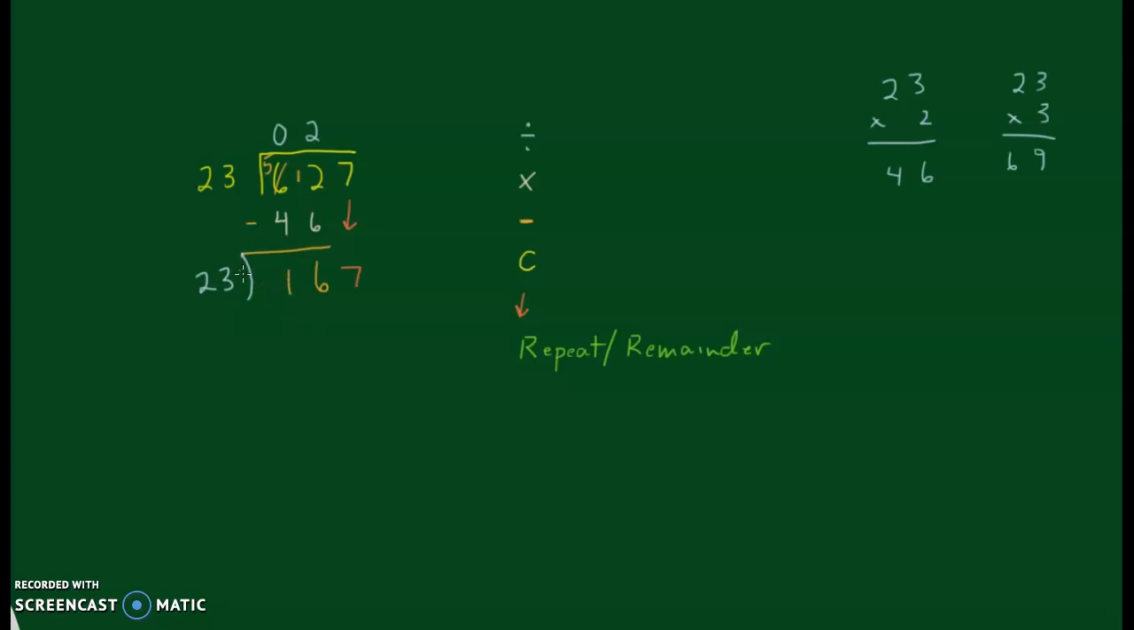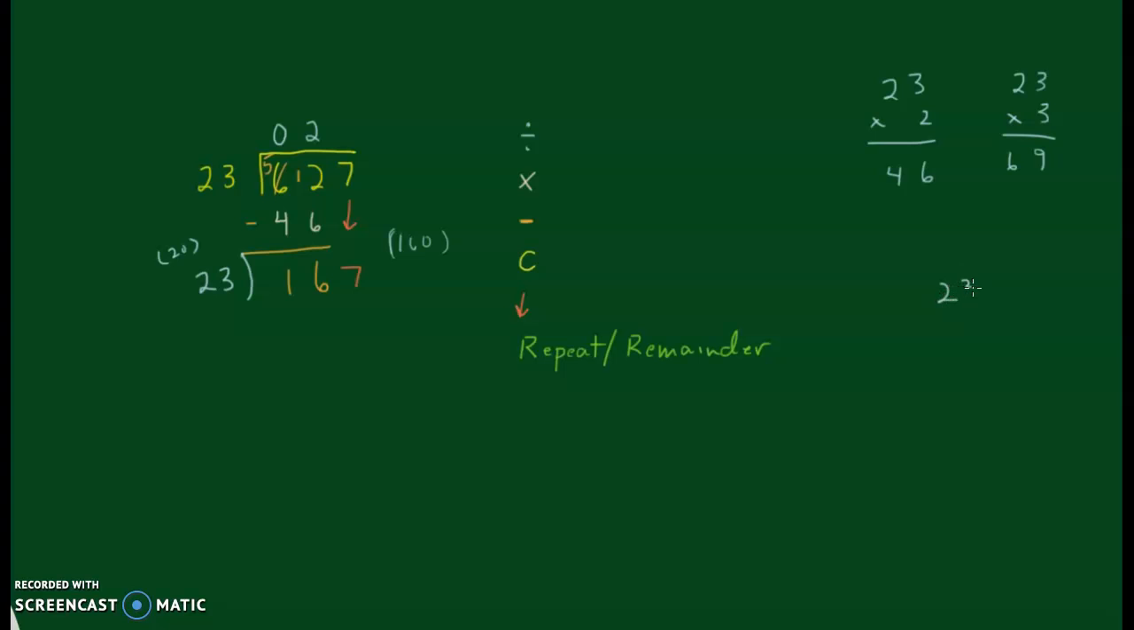So now I need to see how many groups of 23 I can get from 167. And 23 is pretty close. If we round, it would be rounded 20. In 167, I'm going to think about this as 160. I know that's not perfect rounding, but 16 is an even number and 2 is an even number. So I'm going to think how many 2s can I get from 16, and that's 8.